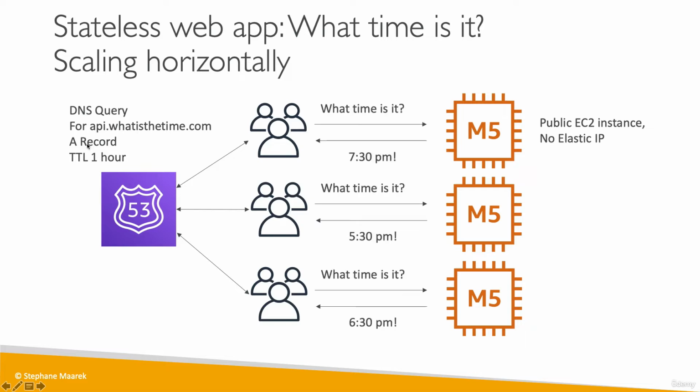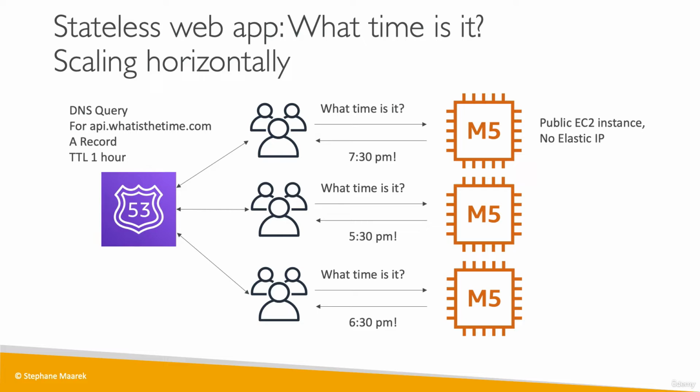So great. The users query Route 53, and then they get the IP addresses of our EC2 instances, and they can change over time. It doesn't really matter because Route 53 will get updated. We'll update it and keep it in sync. And so our users are now able to access our EC2 instances, and we don't have any Elastic IP to manage anymore. So using Route 53, we've made some good improvements.